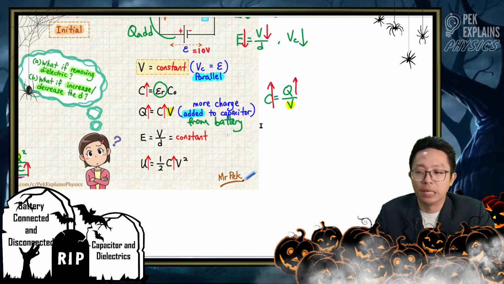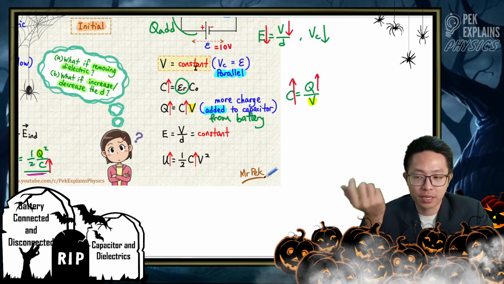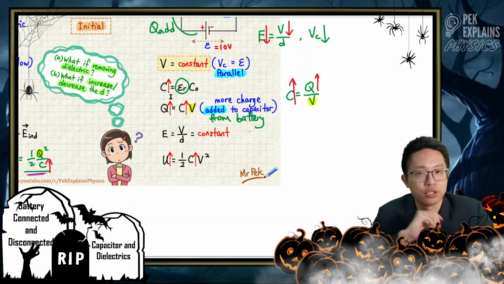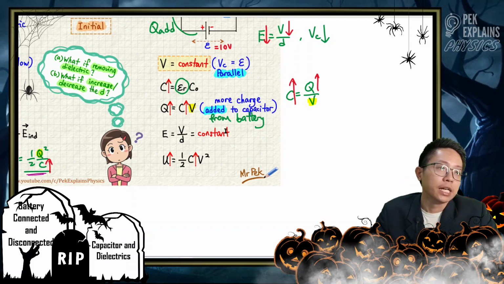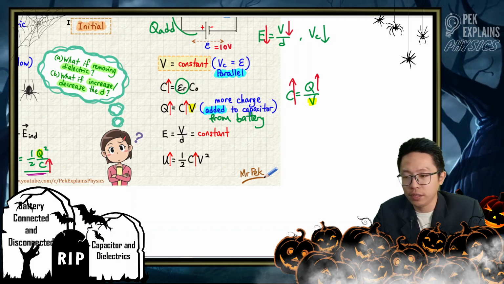All right. So understand? Now for the same battery, voltage is constant. The capacitance has increased. Because the capacitance increased, it can store more charge. More charge will be added to the capacitor from the battery. Now, how about the electric field? Because the voltage is already constant, so d also has no changes. So V constant, E also constant.